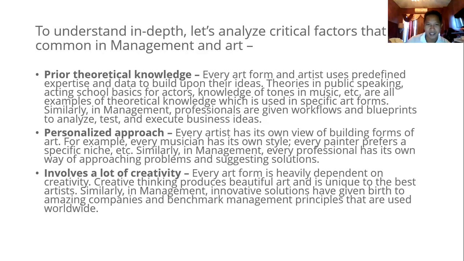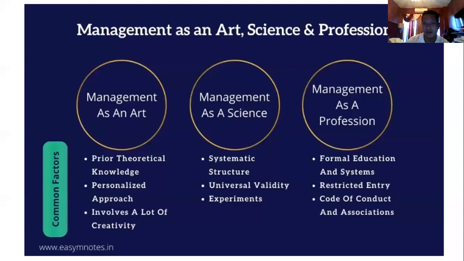Okay? That's very important. Now, management as an art, science, and profession. So there you can see management as an art: prior theoretical knowledge, personalized approach, involves a lot of creativity. Now, management as a science: systematic structure, universal validity, we have experiments. And management is a profession: formal education and systems, restricted entry, code of conduct, and associations. So let's move on to the next slide.